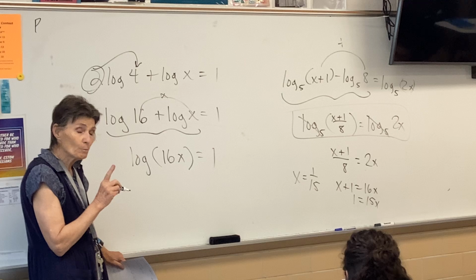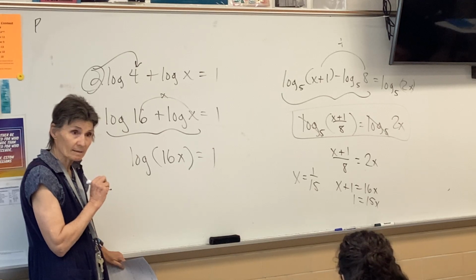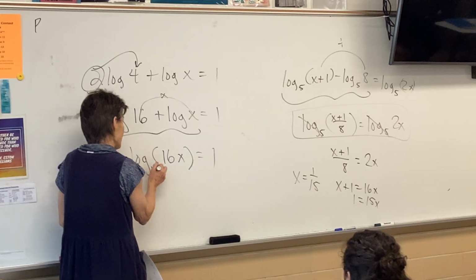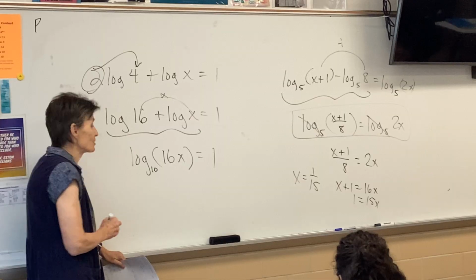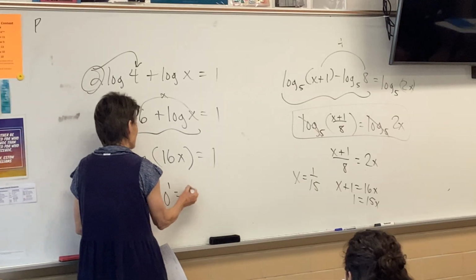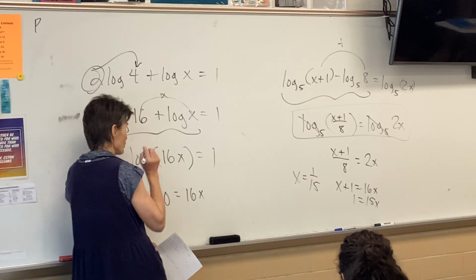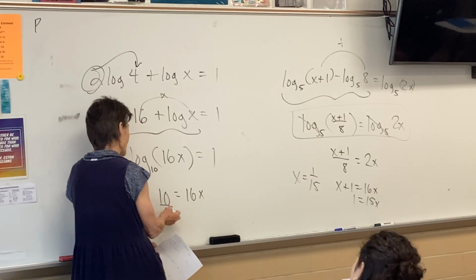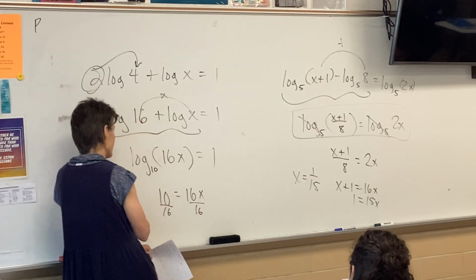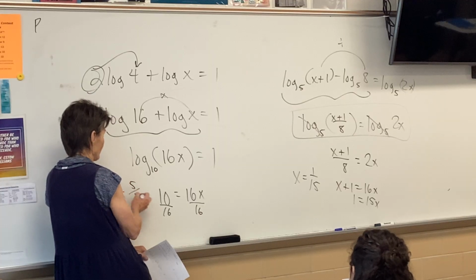And I want to loop-de-loo, but something's missing. This is base 10. So 10 to the first equals 16x. 10 to the first is just 10. Divided by 16, it looks like x equals 10/16.